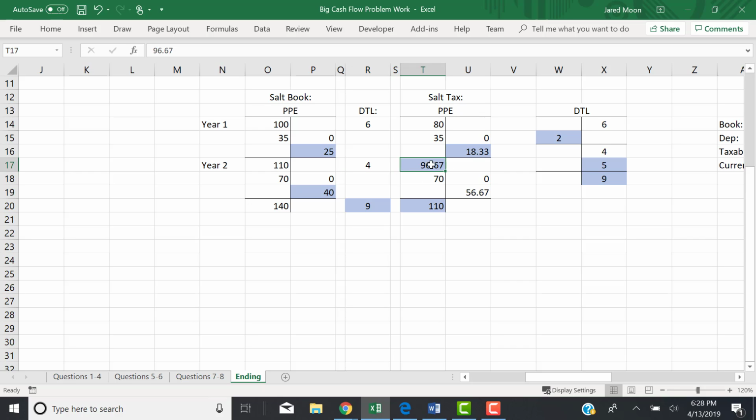So we have now solved for our SALT tax ending balance in year 1, and we have all this other information. We can then solve for the tax depreciation. And the cool thing about that is if you take the difference right here of 18.3333 minus 25, it's a difference of 6.666667. And that amount is important because that is the change in the DTL.